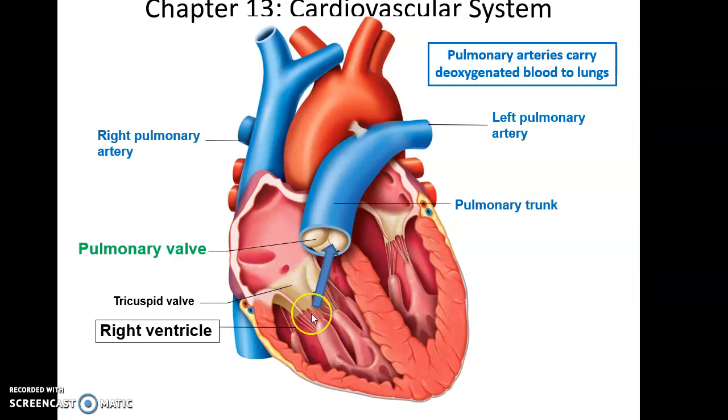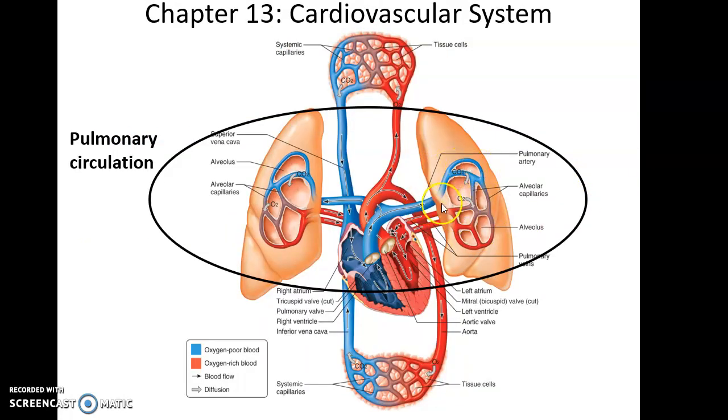And then when the ventricle contracts, the blood travels past the pulmonary valve into the pulmonary trunk. The blood then splits, going into the left and right pulmonary arteries, and then travels to the lungs, where it gets rid of carbon dioxide and picks up oxygen. And this is, of course, the pulmonary circuit.